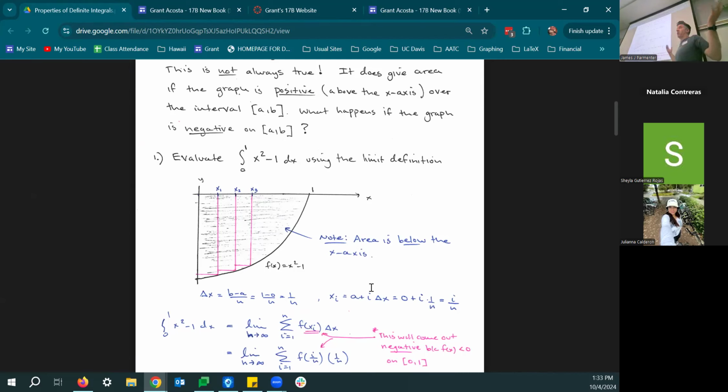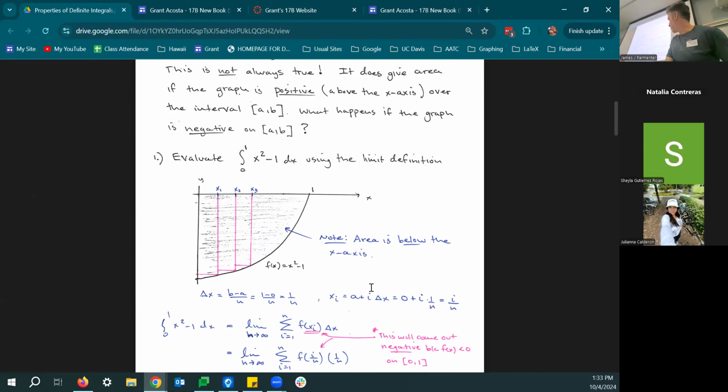But the very general formula for x sub i, the right endpoint of the ith subinterval, is just a plus i times delta x. You're starting at a, and then you're adding however many delta x's you need to get to the ith right endpoint.